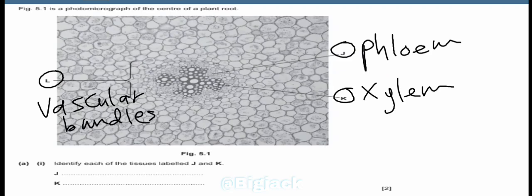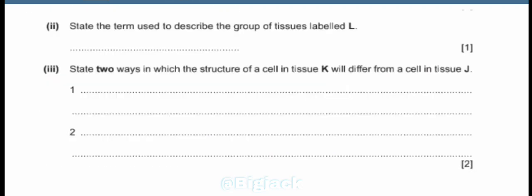So the group of tissues labeled L, we are going to refer to these as the vascular tissues or the vascular bundles. Then as for Roman number 3, state 2 ways in which the structure of a cell in tissue K will differ from a cell in tissue J. So tissue K, it is the xylem. Then tissue J, it is the phloem.